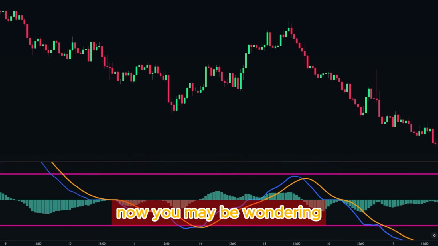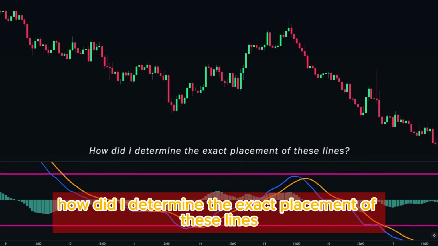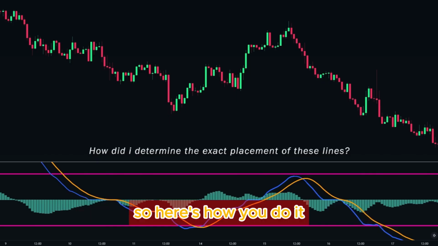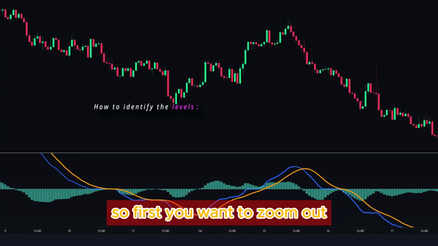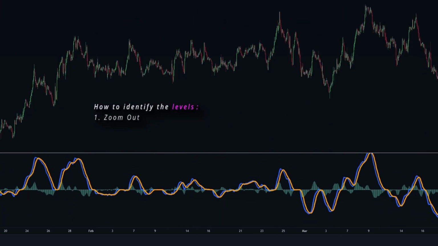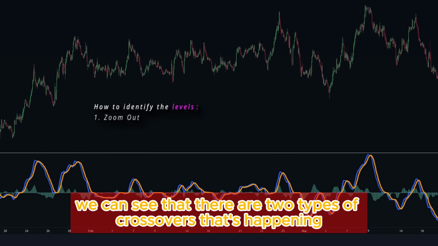Now, you may be wondering, how did I determine the exact placement of these lines? So here's how you do it. First, let's start with identifying the placement of our overbought line. So first, you want to zoom out. Now, immediately, we can see that there are two types of crossovers that are happening.